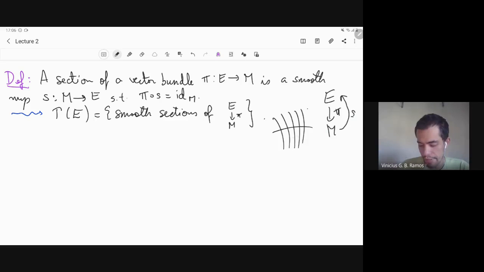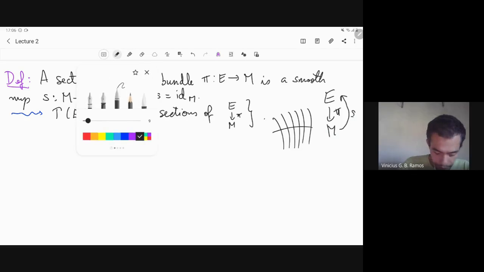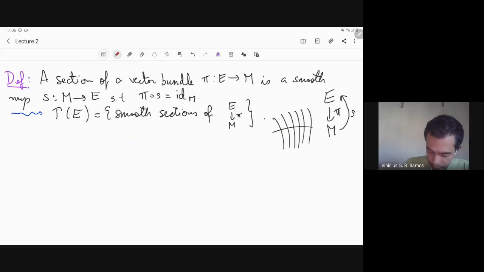Okay, so we often draw it like this. Think of what I'm going to draw here as being the section, and maybe think about the graph of a function as a good example of a section. Okay? And the set of sections is usually written like this, Gamma of E.